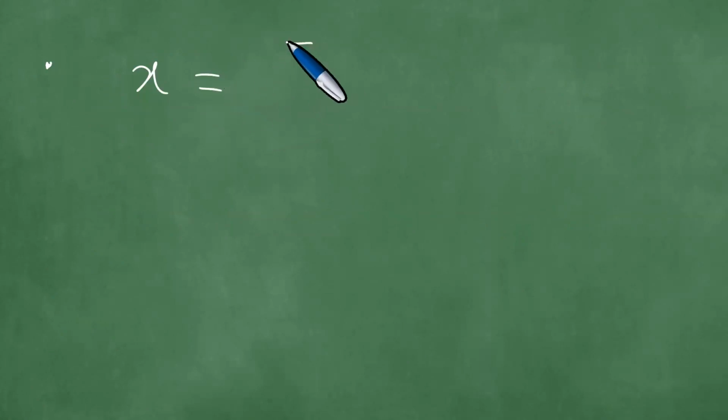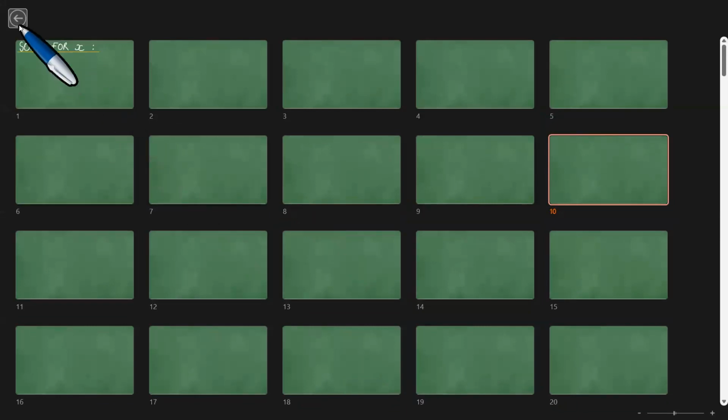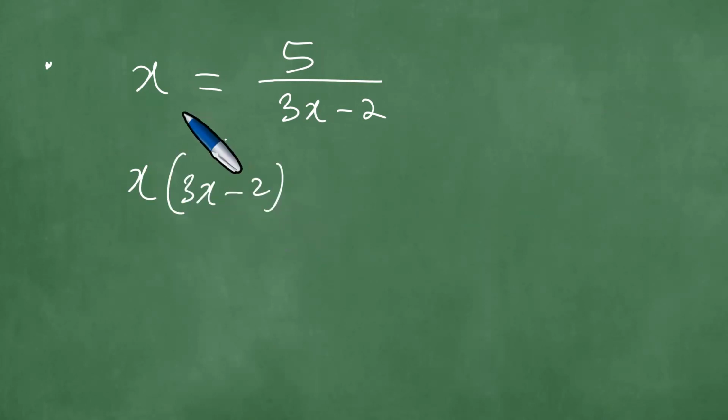x equals 5 divided by 3x minus 2. What do we do here, anyone? Cross multiplication. Thanks, Tando. So that's cross multiplication, and we have x into 3x minus 2 equals 5.